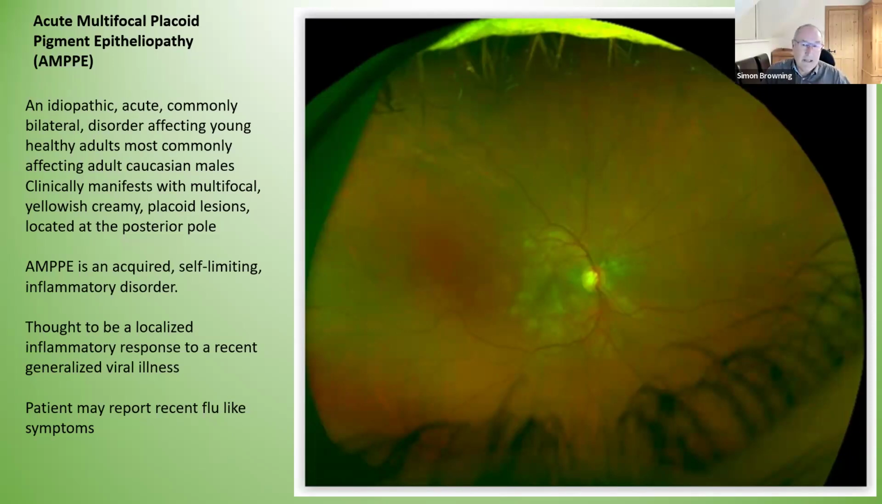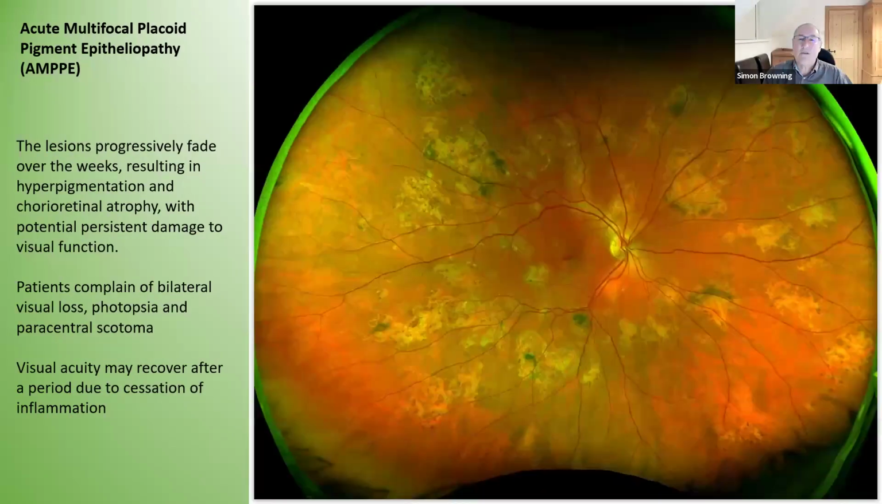So often when you see these sorts of lesions on the retina, it's worth going back to the patient and saying, when you said your general health was good, are you sure? Have you had a cold, flu or something like that recently? And the patient may change their answer and say, well, actually, yeah, I did have a sort of flu-y type thing a few weeks back. And there's your clue as to what you're looking at there. So again, when you see things like this, look at the questioning.